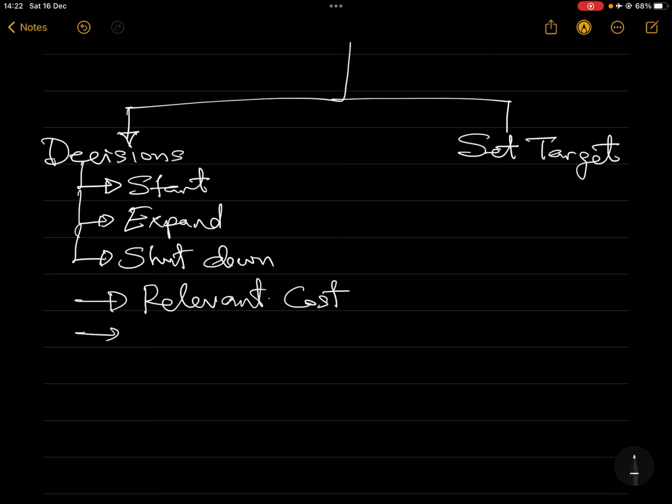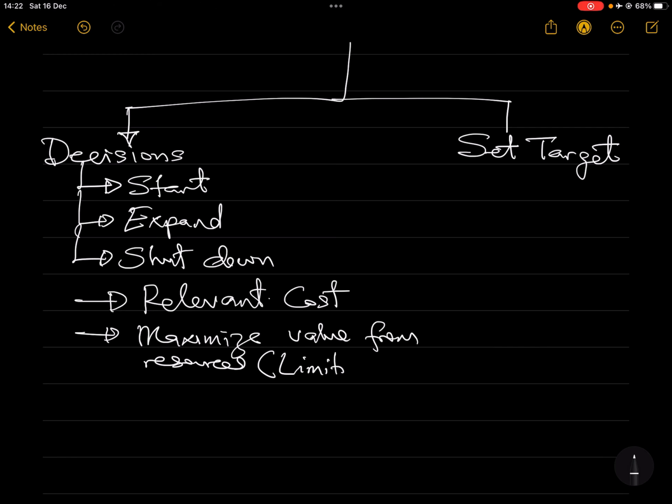Also, you need to learn how to maximize value from resources. Remember, you will never have any resource, especially capital or labor, in all abundance, right? So some resources will be limited. We call them limiting factor. So you must learn how to maximize value from this limiting factor.